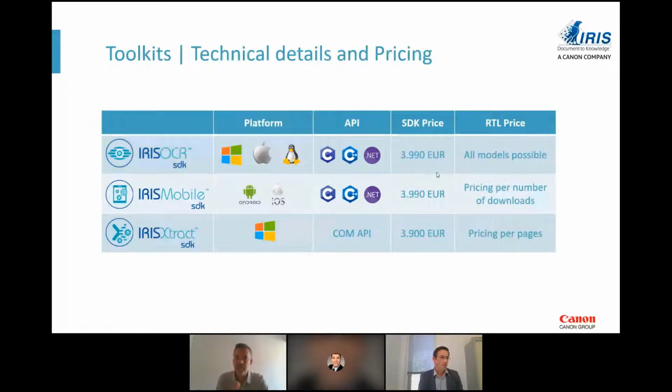And then for Iris Extract SDK, there is the logo that you should have seen in the previous slide. This is only available on the Windows platform. It has a COM API, so it's basically a complete package without UI. It's not really DLLs you attach directly, it's through a COM API that you will communicate with this SDK. It has a fixed price also for the developer license, and then the runtime license there.